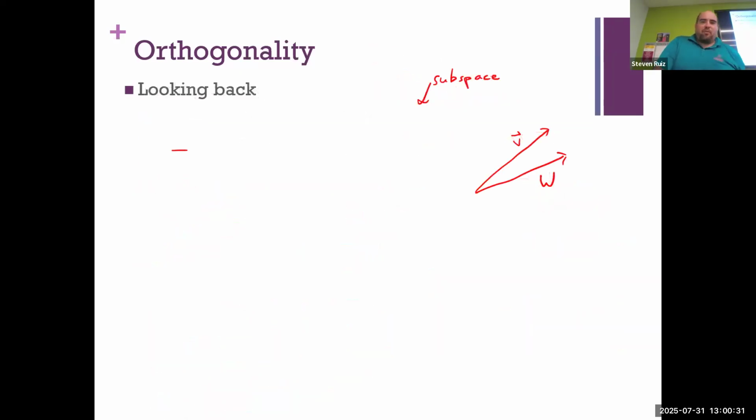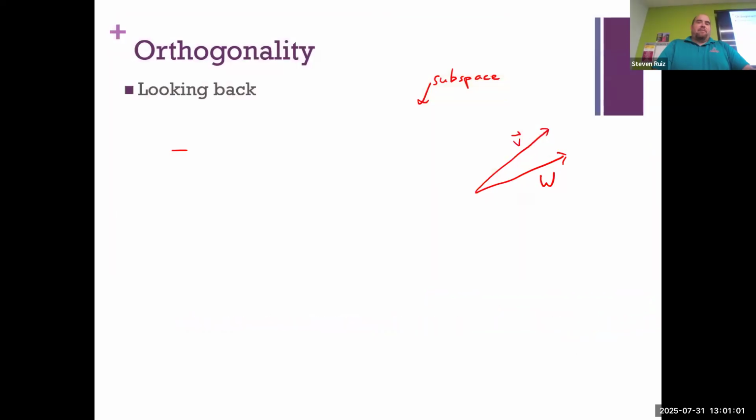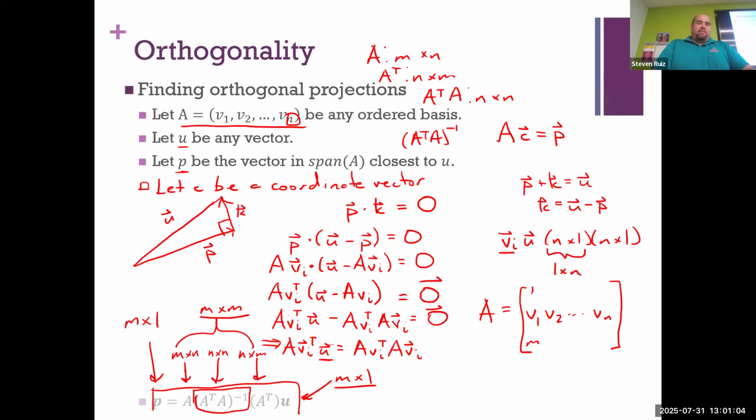All right, so we briefly got into this section where we talk about another way to look at this closest vector problem. Given a basis of a subspace and some arbitrary vector, can you find the vector in that span that's closest to the vector you care about? In 6.2, we talked about using dot products to make that happen. Now we'd like to use a more traditional matrix approach.